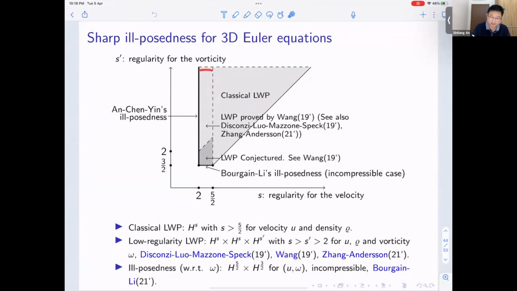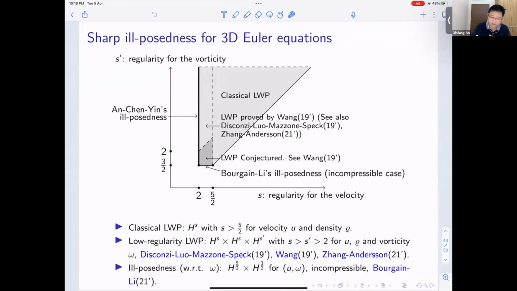Qing Wang showed that not only in this triangle region, she also showed that in this very thin gray region, we also have local existence. And there is a conjecture that local well-posedness will be true in this darker gray region. So, right. So our ill-posedness. Okay.